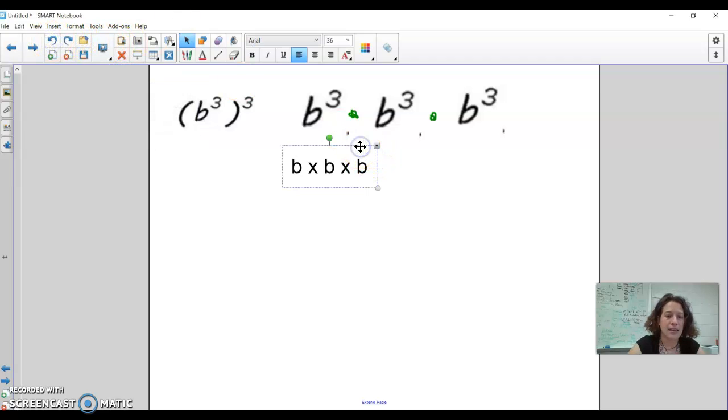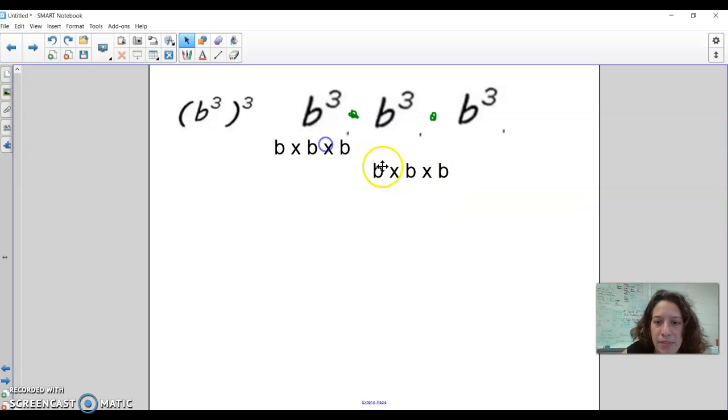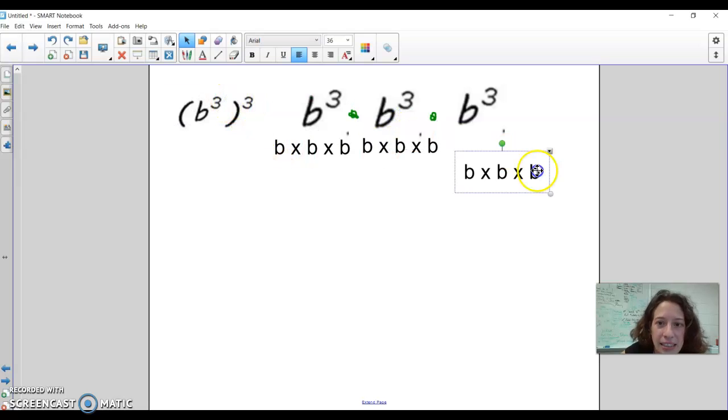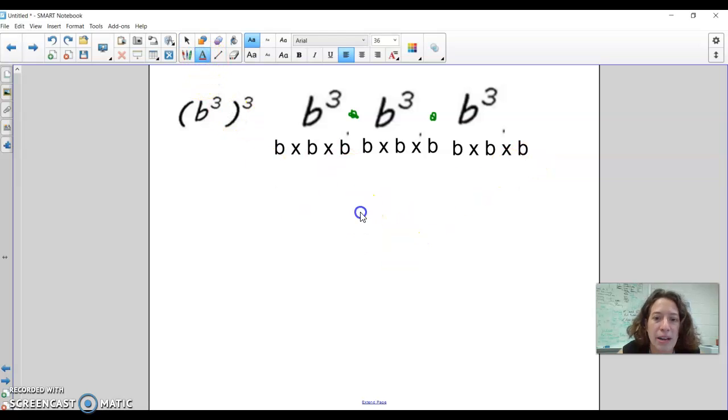So we have this is B times B times B. Then we have this, B times B times B. And then we have it again, B times B times B. So we see that all these guys are multiplying, and I have a total of 1, 2, 3, 4, 5, 6, 7, 8, 9 B's. And so I know that my final answer is going to be B to the 9th.